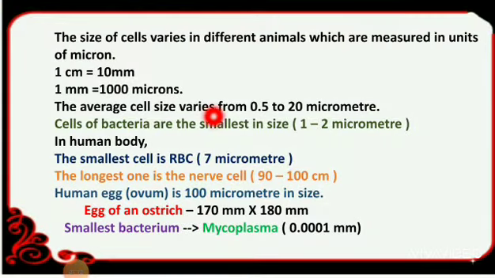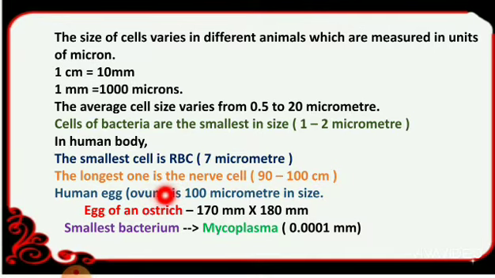The size of cells varies in different animals, which are measured in units of micron. So 1 centimeter equals 10 thousand microns, 1 millimeter equals 1000 microns. The average cell size varies from 0.5 to 20 micrometer. Cells of bacteria are the smallest in size, that is 1 to 2 micrometer. This is the smallest cell of bacteria. In the human body, the smallest cell is the red blood cell, that is RBC, 7 micrometer.